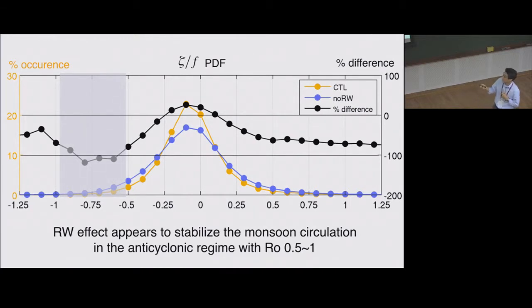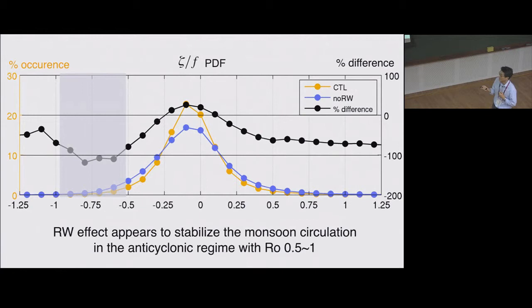So this black curve shows the difference in the histogram, in terms of percentage difference. You can see that it's all negative, meaning that relative vorticity becomes much smaller when you include the surface current. So that means the flow seems to be stabilized. But the stabilization of this flow happens to be much stronger in a certain dynamic regime of Rossby number, between 1 and minus 1 and minus half.